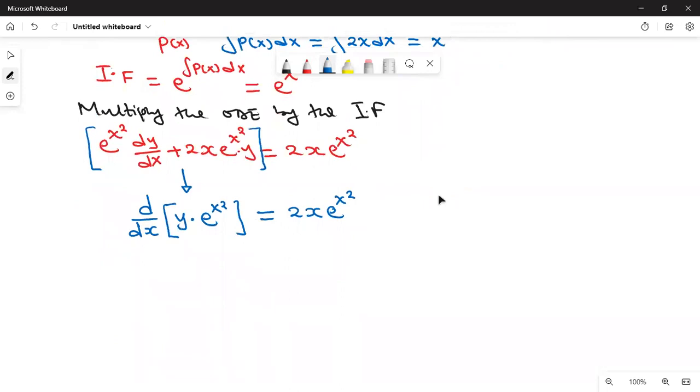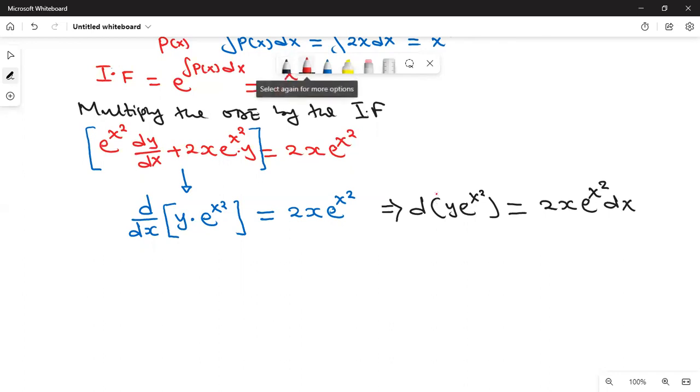Remember that once you have multiplied a linear ODE by the integrating factor, the left-hand side will always be equal to the derivative with respect to the independent variable of the product of the dependent variable and the integrating factor, just like we have done here. So if I cross multiply by dx, I'm going to get d(y times exponential x squared) equals 2x exponential x squared dx. That's what we have. And now you need to integrate both sides.